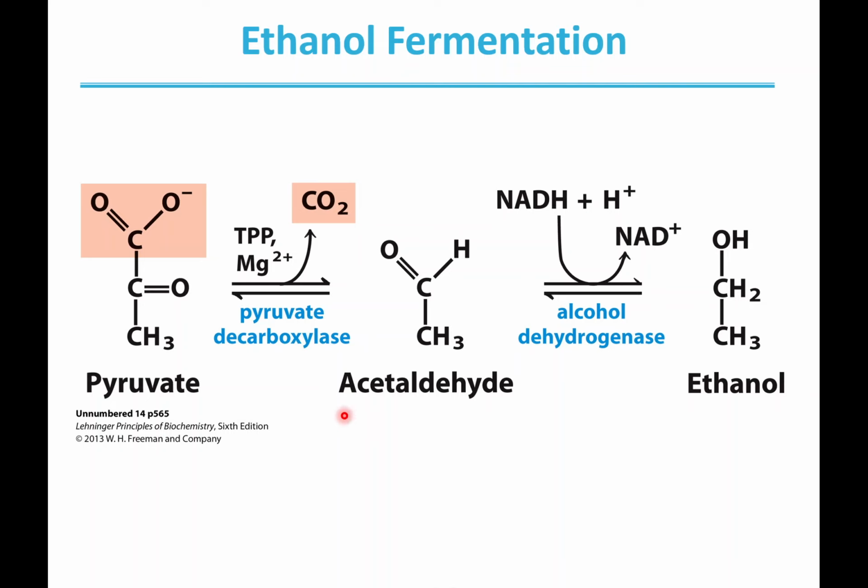Pyruvate's a 3-carbon molecule. It loses a CO2, and then acetaldehyde's a 2-carbon molecule that's left from that. Okay, so pyruvate decarboxylase, that enzyme name tells you what it's doing. It's taking pyruvate and it's taking off a CO2. Okay, so CO2 is removed by pyruvate decarboxylase. That gives you acetaldehyde. Acetaldehyde then is converted into ethanol by alcohol dehydrogenase, and that's what recycles the NADH back to NAD+.